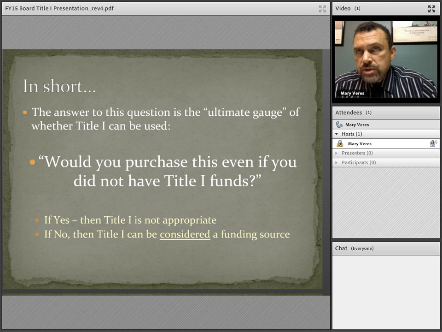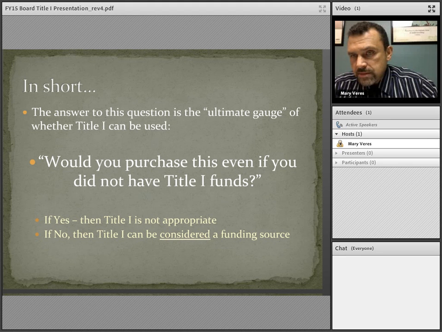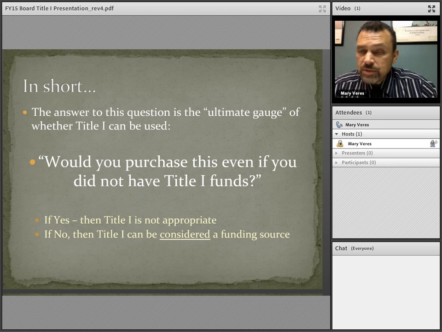When we work with the schools, which is something that everybody should always take into consideration, when they want to know if you can spend Title I money on something, the big question is, would you purchase this? Now, this can be, would you purchase this person? Would you purchase this program or whatever, even if you didn't have Title I funds? And if the answer is, well, yes, our students need it, or our teachers need it, or we wouldn't function as a school, then Title I is not an appropriate funding source. Then it's a district responsibility.